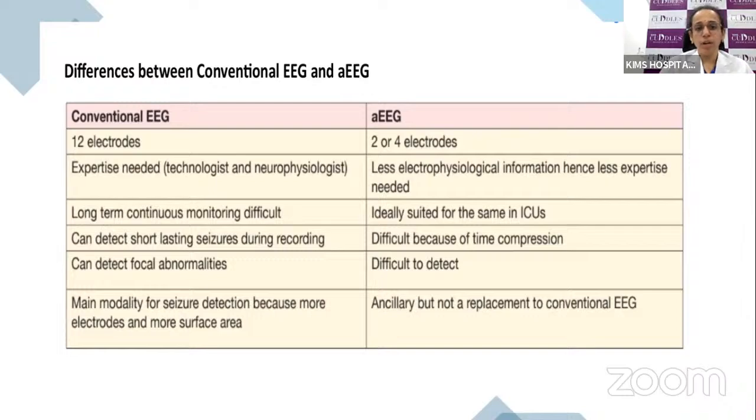And whatever said and done, even if we do the aEEG, it's always better to confirm the seizure with the conventional EEG, because it covers a lot of surface area of the brain, whereas some areas might get missed with the amplitude integrated EEG, because we will be applying it only to specific areas of the brain.